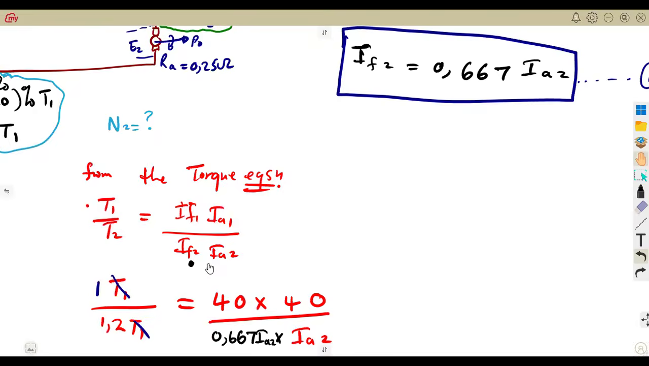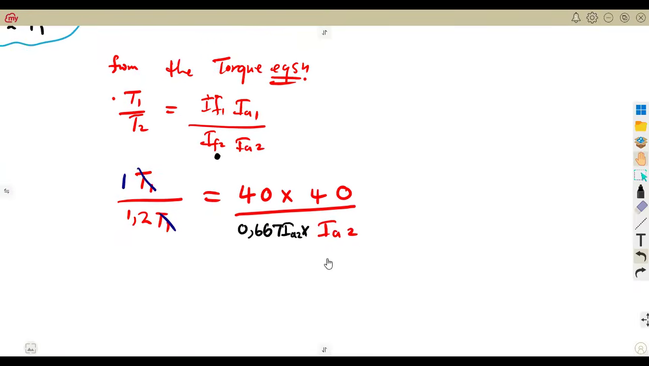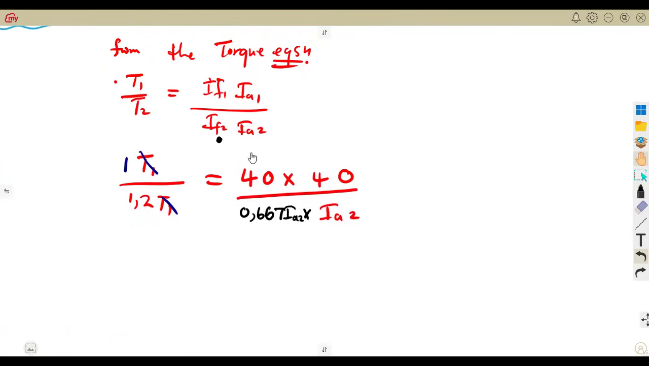Then I have to go to the torque now, where I find the armature current 2, where I have the field in terms of the armature current. So this can be calculated. Remember, we cancel this T1 and T1. So cross multiply, guys. What are we going to have? 1 times this. It is going to give us 0.667 armature current and armature current multiplied together. We are going to have Ia squared, which is equal to 40 and 40 multiplied by each other. So it's the same as 40 squared, or you can just write 40 times 40.